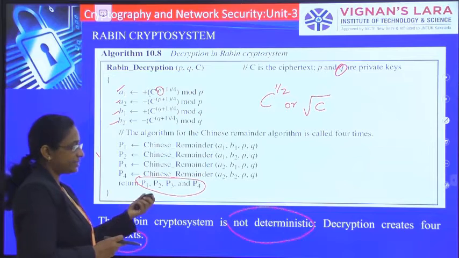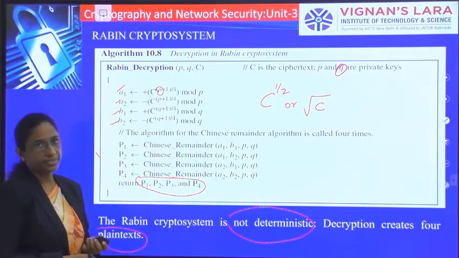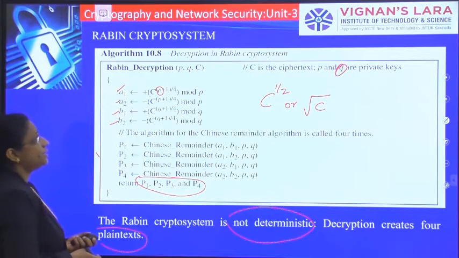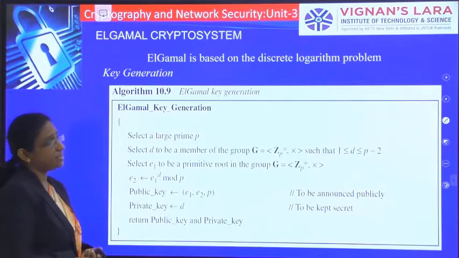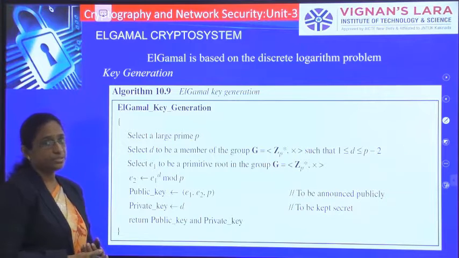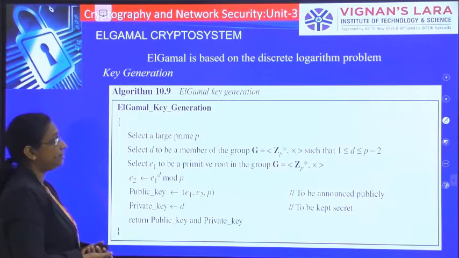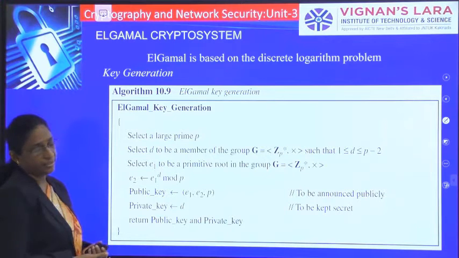Okay, so that is why it is said to be non-deterministic. So that is about the Rabin crypto system. The next crypto system that we are going to study is the ElGamal crypto system. This ElGamal crypto system is based on the discrete logarithm problem.